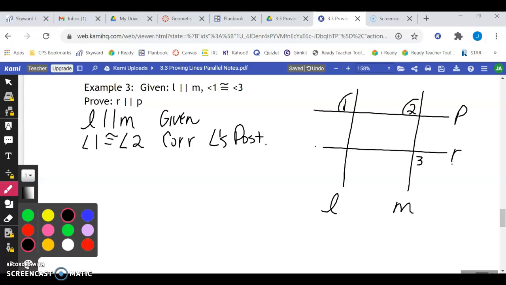And then we're also told that angle 1 is congruent to angle 3. So that's something that was given to us. So 1 and 3 are the same. And those are alternate. Nope, they're not. So from there, we have to look at our picture. If 1 and 3 are the same and 1 and 2 are the same, that means that 2 and 3 are the same as well. We weren't given that piece of information. So angle 2 is congruent to angle 3.